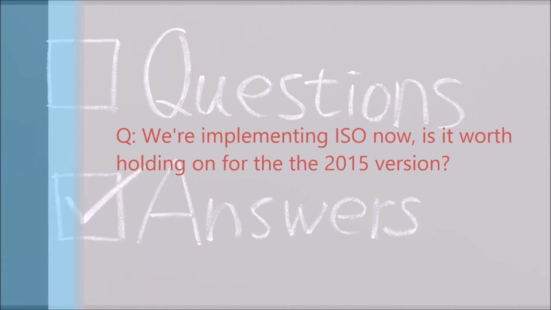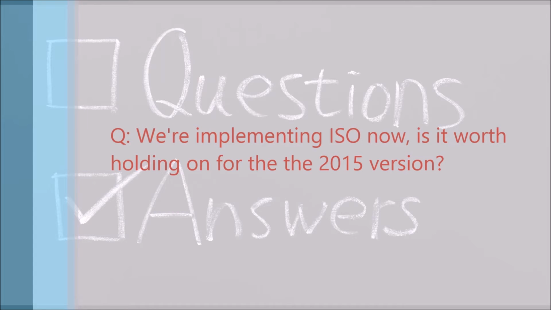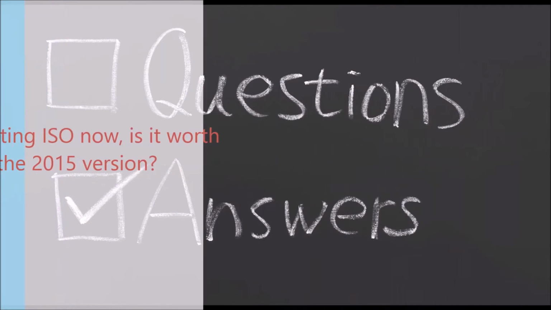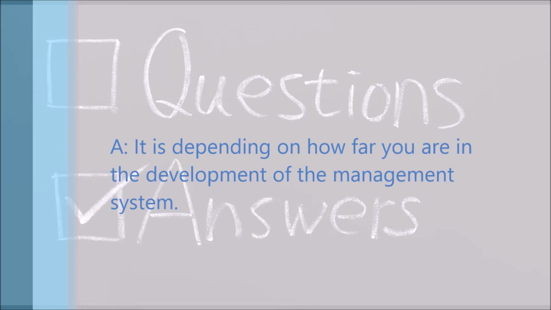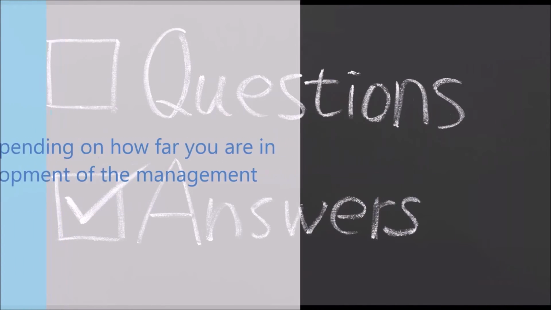I've got a question here saying someone's implementing ISO at the moment. Is it worth holding on for the 2015 standard? Well, you can still register for 2008 all the way through to 3 years from when it's published. So you could still go for, say, September 2018, just a little bit before. You could still register to the 9001-2008 standard. I don't know what the point would be, depending on how far you are with your development of the management system. If it's going to take you a few more months to do your implementation and then prove that implementation and get certification, it's probably worthwhile doing the 2015 standard earlier rather than later.